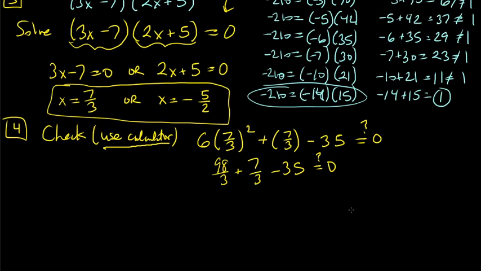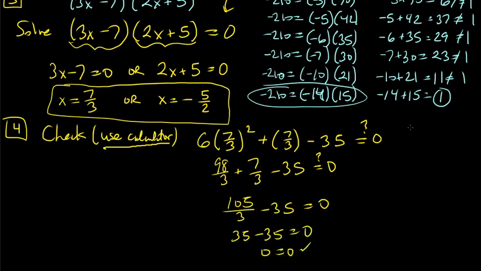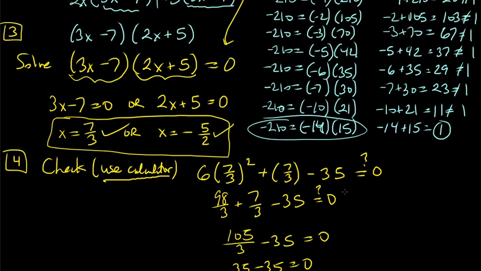Again, we want to see if that's equal to 0. All right, so 98 plus 7 is 105. And 105 divided by 3 is 35. And 35 minus 35 is 0. So it works, right? So the 7 over 3 is correct. And now I will leave it to you to check the negative 5 over 2. You can do it the same way, or you can just use your calculator.